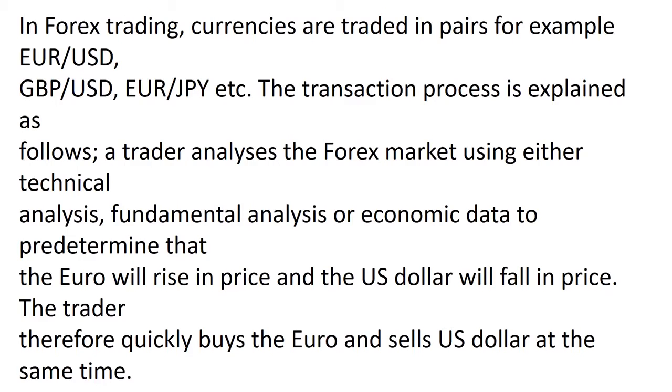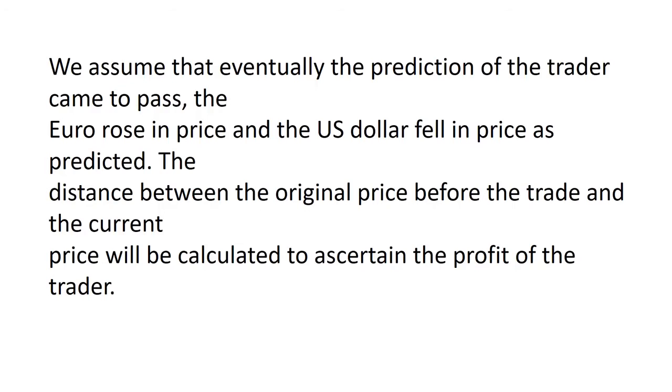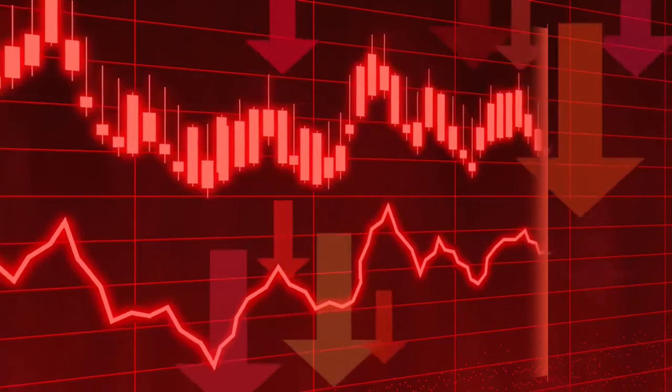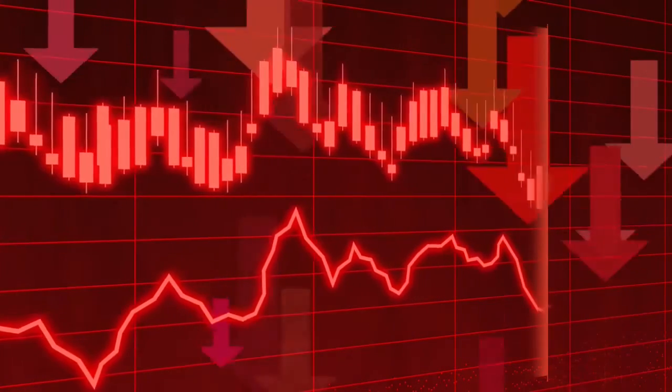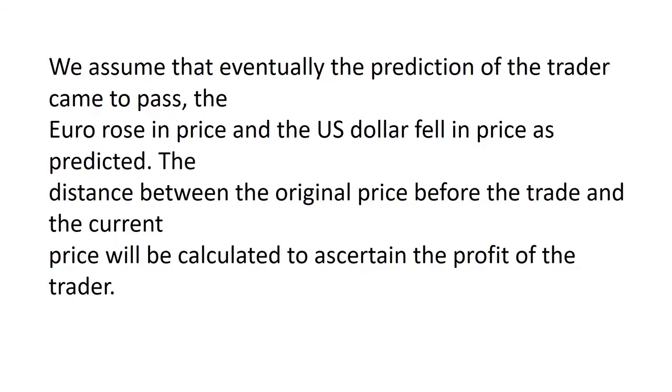So it's either way. We assume that eventually the prediction of the trader came to pass. The euro rose in price and the US dollar fell in price as predicted. The distance between the original price before the trade and the current price will be calculated to ascertain the profit of the trader. So that's how you make your own money, based on the difference in price.